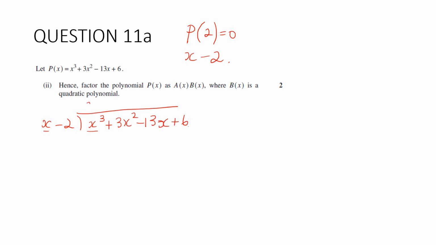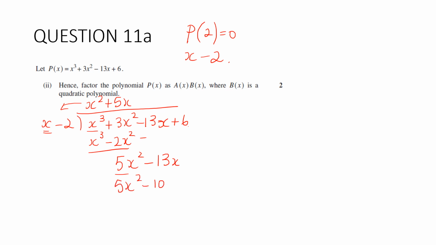X into x cubed goes x squared. Multiply, x cubed minus 2x squared. Subtract, 3 take away negative 2 is 5, minus 13x. X into 5x squared goes 5x. Multiply, 5x squared minus 10x. Subtract, minus 13 plus 10 is minus 3. Bring the 6 down. X into negative 3x is negative 3. Negative 3 times x minus 2 is negative 3x plus 6, which is 0.